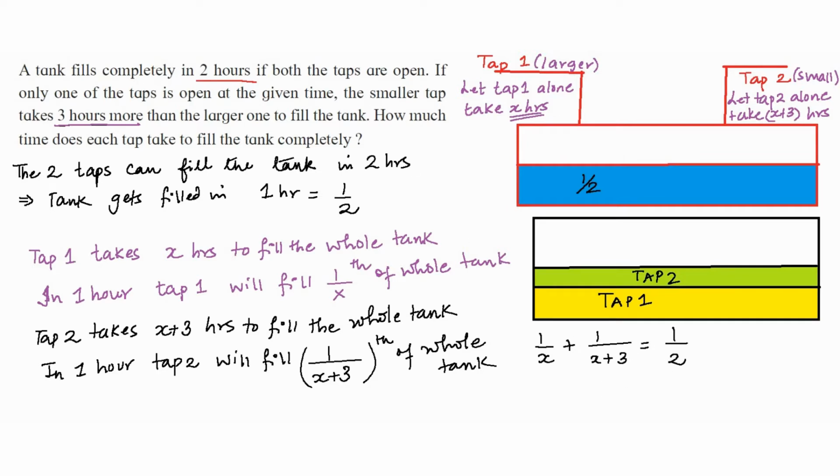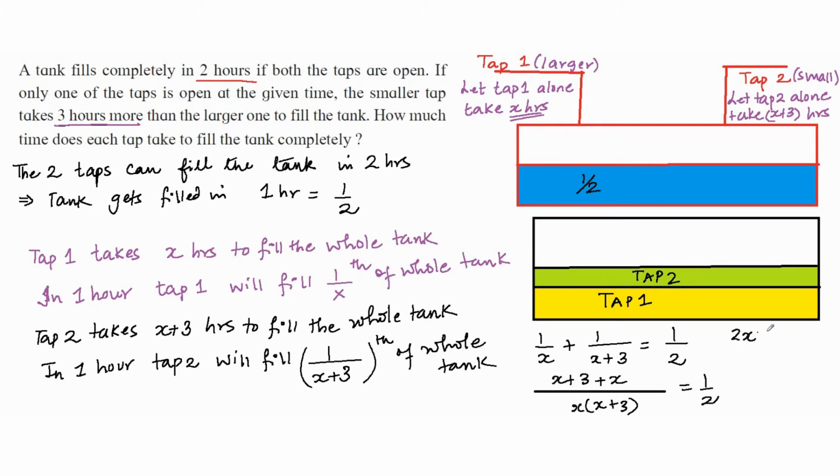And now we can find the LCM of this particular fraction. The LCM becomes x into x plus 3. So I have x into x plus 3, and the numerator becomes x plus 3 plus x is equal to half. So now there are some like terms over here. So I can convert this equation into x plus x is 2x.